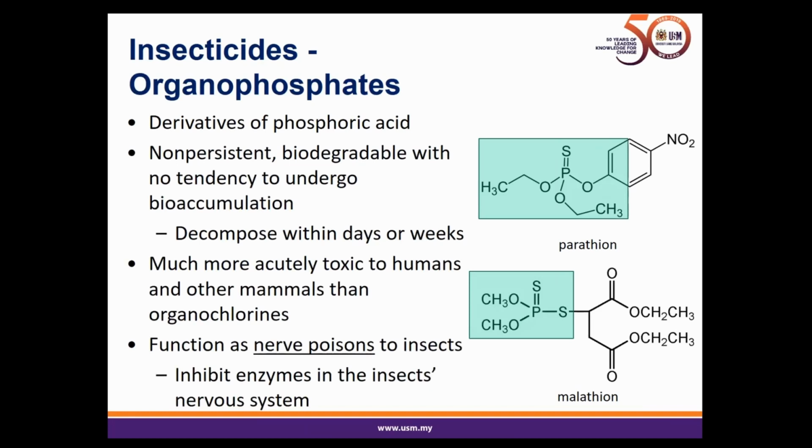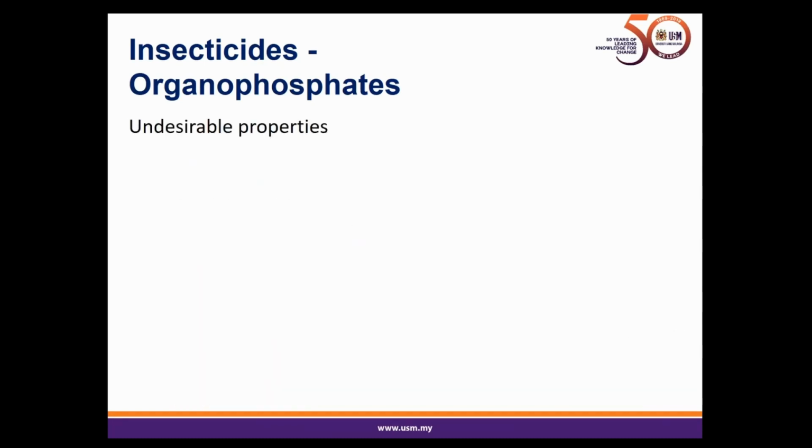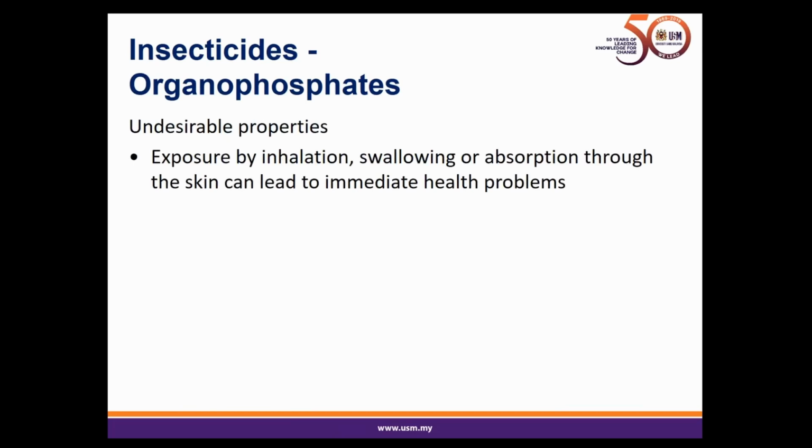So they are usually used in different ways in the agriculture sector: fumigants, contact poisons, or systemic poisons. It will attack the nervous system of the insects. Some of the undesirable properties of organophosphate is that first, it is widely used in homes, lawns, and commercial buildings, in agriculture, and almost everyone is exposed to it. So what undesirable properties? Exposure by inhalation, swallowing, or absorption through the skin can lead to immediate health problems.